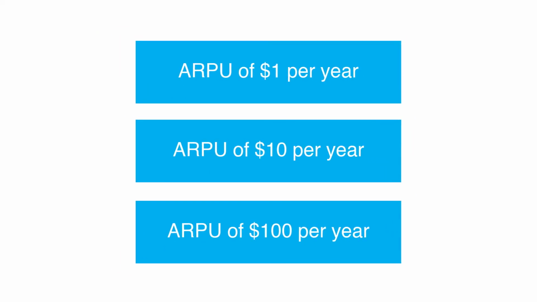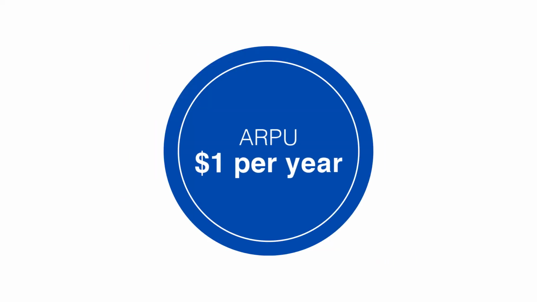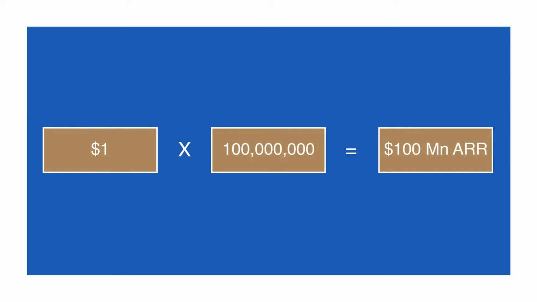In this video, we are looking at 3 customer segments to figure out that unique feature. The customer segments are with an ARPU of $1, $10, and $100 per year each. Let's start with the ARPU of $1 per year. If you are building a product with an ARPU of $1 per year, you need 100 million active users to build a $100 million ARR product. In simple words, you are building a product for everyone.